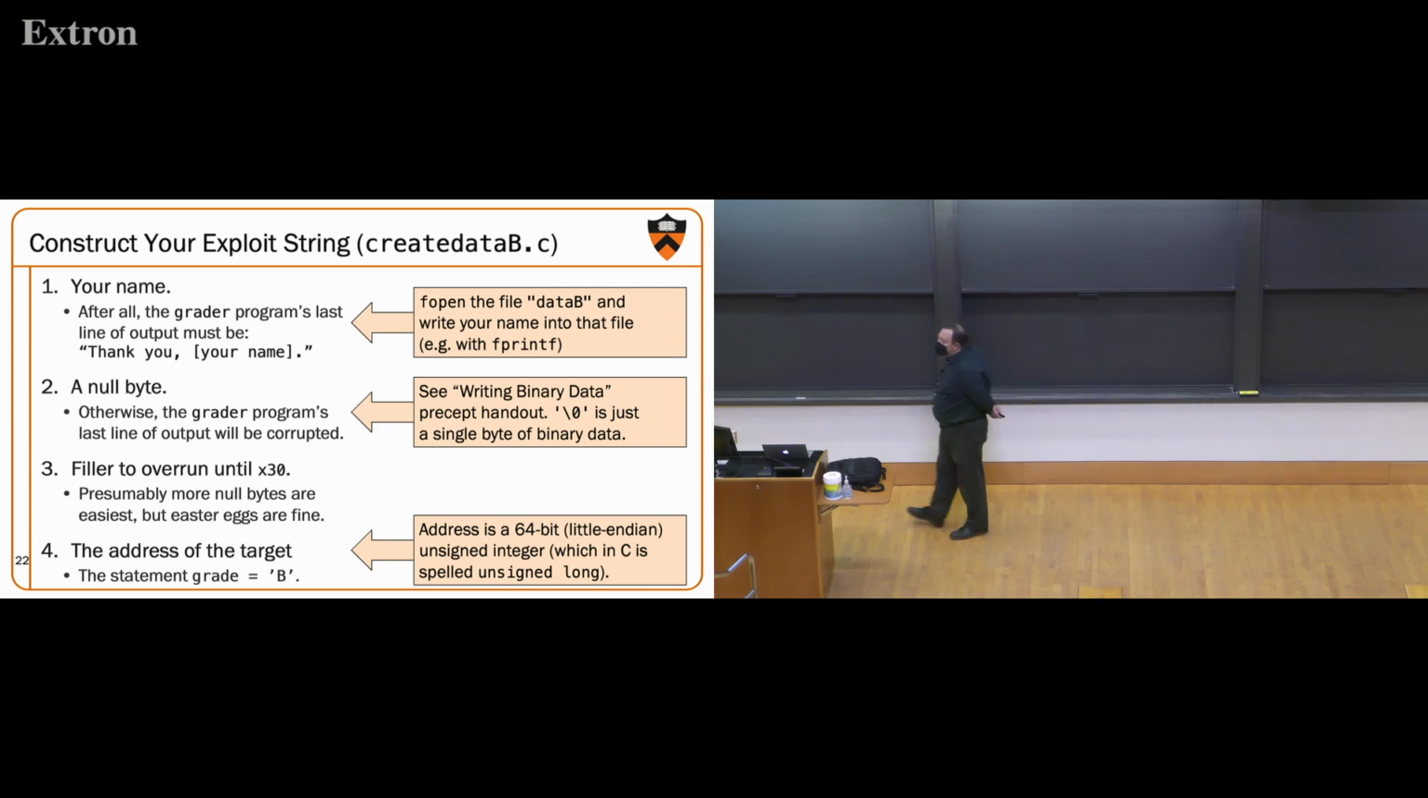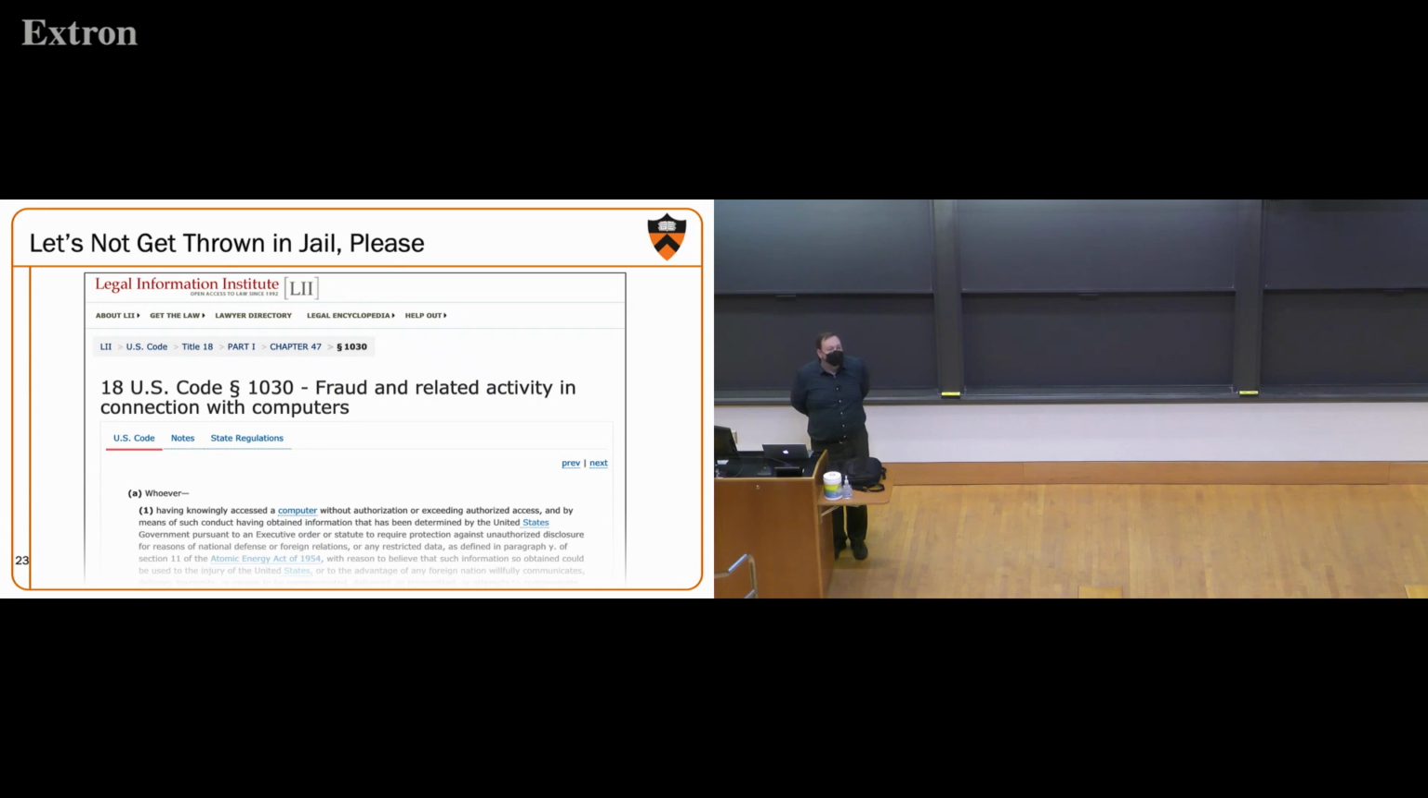All right, there's one more part to this assignment, which is not getting thrown in jail. Exploiting a buffer overrun or any sort of security vulnerability on a computer system in order to gain financial advantage or attack the US government or attack interstate commerce or anything like that is against US law, specifically Title 18, Section 1030 of the US Code.